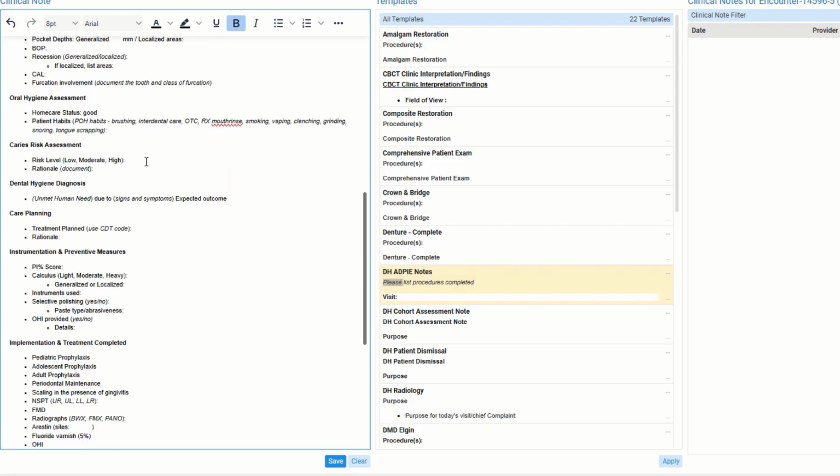For the risk assessment, this is your Cambra. Are they low, moderate, or high? Okay. Rationale. Why did you put that at high? Sips on Mountain Dew all day long. Oofda. Now that is some high caries risk for you. All right. So why are they at a high caries risk or why are they at a moderate risk?